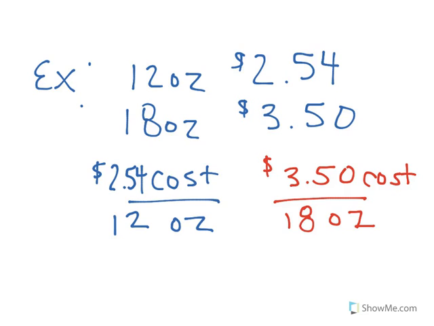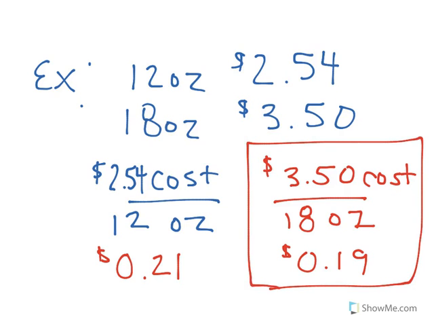So because we are doing rates, I will let you use the calculator. So when you type 2.54 divided by 12 on your calculator, you're going to get 21 cents per ounce in this situation, and then you're going to get 19 cents per ounce in this situation. So looking at what's the cheaper price, well, it looks like the $3.50 for 18 ounces is the better deal. So by just dividing our 2 numbers in both situations and finding my unit rate, we're able to find that the 18-ounce box of cereal is the better deal.